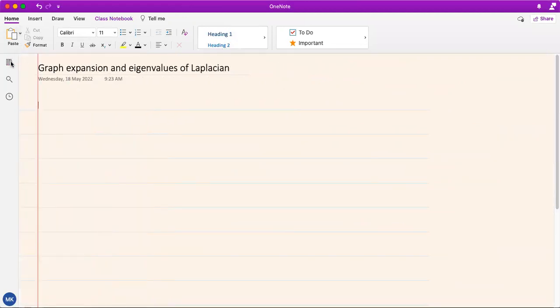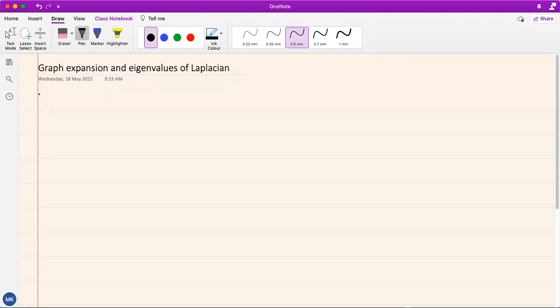First, let me define this quantity which denotes graph connectedness. A quantitative way to measure connectedness is by something called graph expansion.